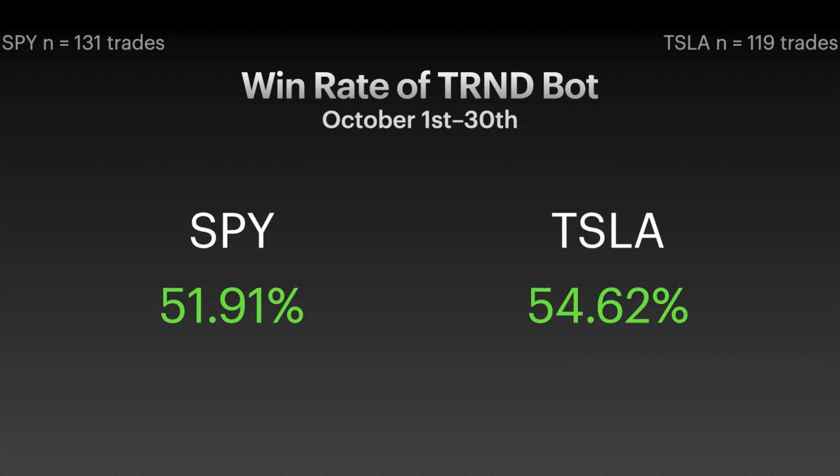Before I get into the detailed data results, I'd like to answer the most important question I had going into this study. Is TRND Bot a scam? With a final win rate of 52% on the SPY and 55% on Tesla, I can say with confidence that TRND Bot is not a scam. It does not appear to be easily recreatable with other basic studies, and it clearly produces consistent, profitable signals with a better than 50% win rate, at least in the situations tested in my study.